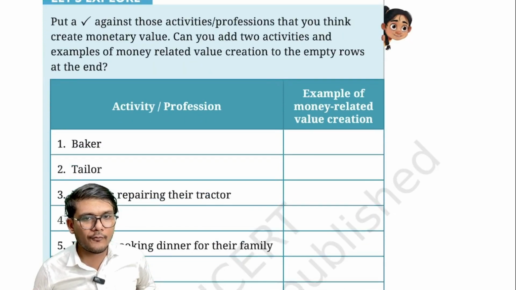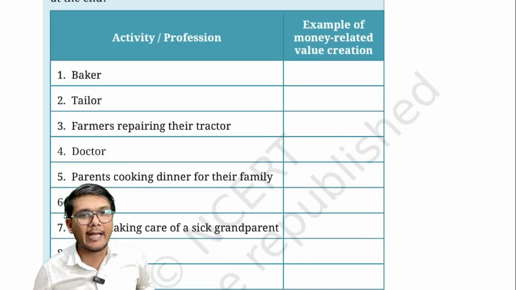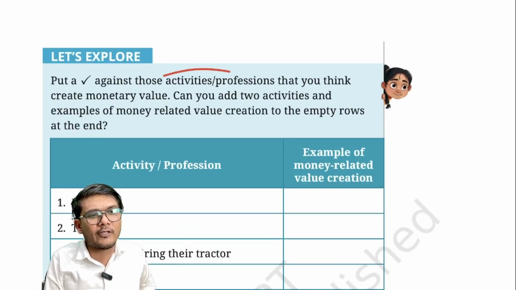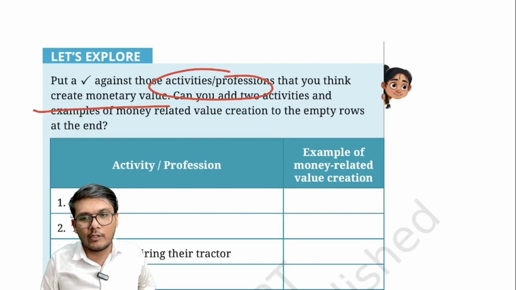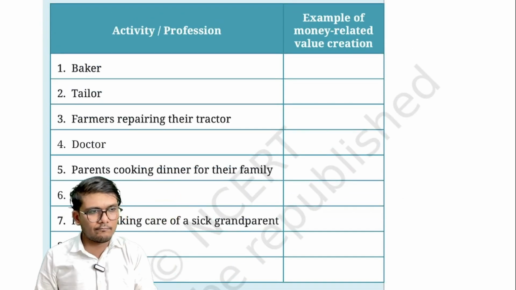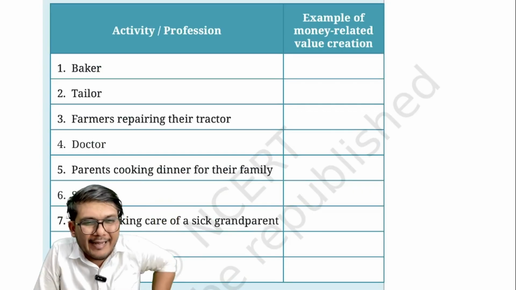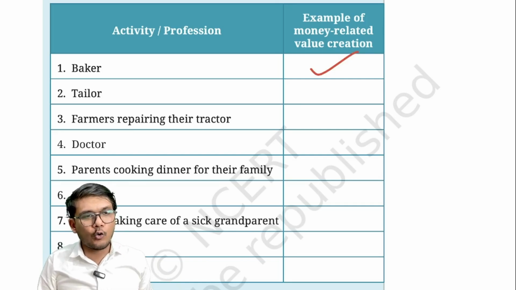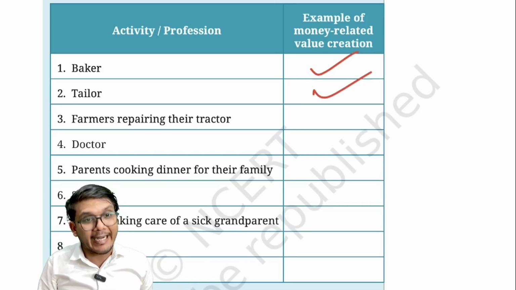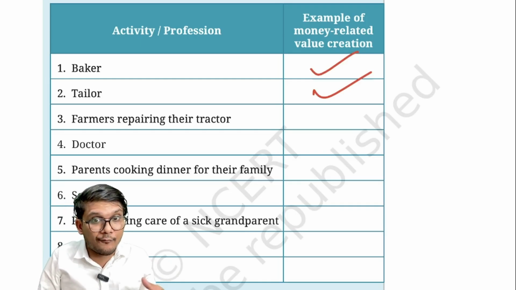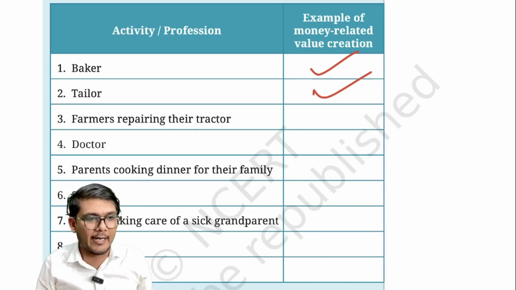Now, there's another activity that is given. They have given an activity on professions, an example of money related value creation. They are saying, put a tick against those activities and professions that you think create monetary value. Let's see that. A baker converts the dough, let's say flour, into bread, cake, etc. So yes. Tailor, cloth is converted into clothes. Yes. Farmer repairing their tractor. When the farmer is repairing their own tractor, monetary value is not added as such, but when the farmer is producing something, then it will be added.